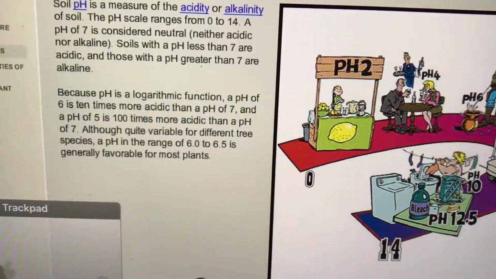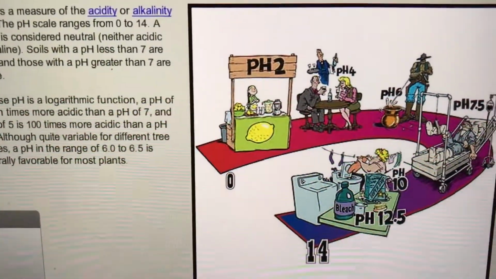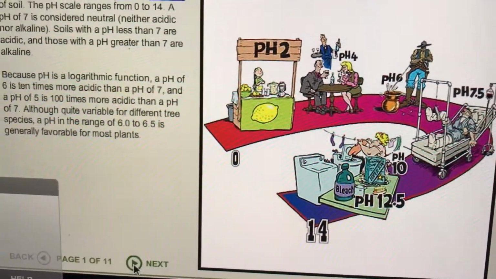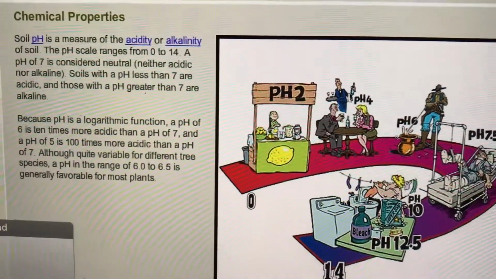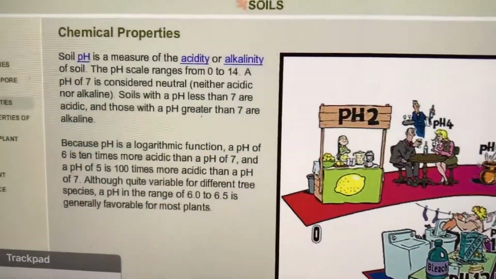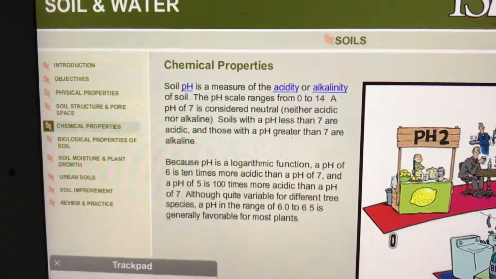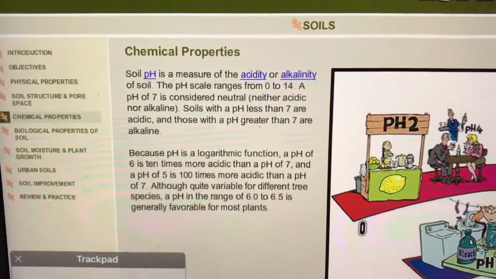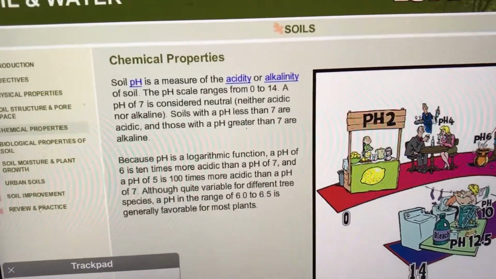Because pH is a logarithmic function, a pH of 6 is 10 times more acidic than a pH of 7, and a pH of 5 is 100 times more acidic than a pH of 7. Although quite variable for different tree species, a pH in the range of 6.0 to 6.5 is generally favorable for most plants.